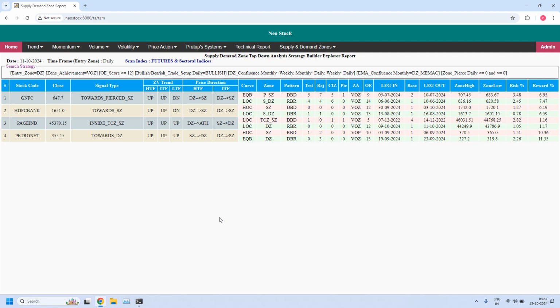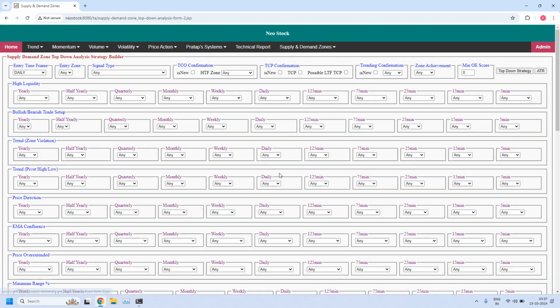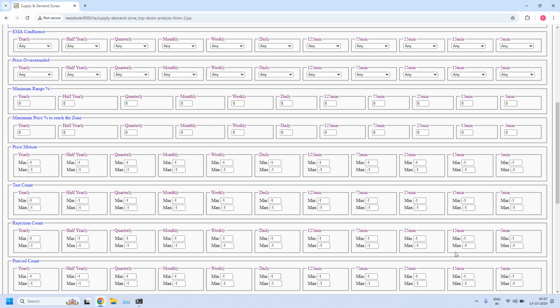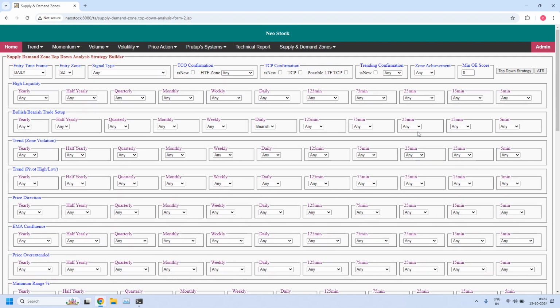Okay, next let us look for bearish trade setup for monthly income trade. So entry time frame daily, entry zone should be supply zone. In bullish or bearish trade setup, daily time frame I am selecting bearish, and a daily supply zone should not be pierced. So in the pierced count at a daily time frame, I am setting minimum value 0, maximum value 0. Zone achievement violated opposing zone.